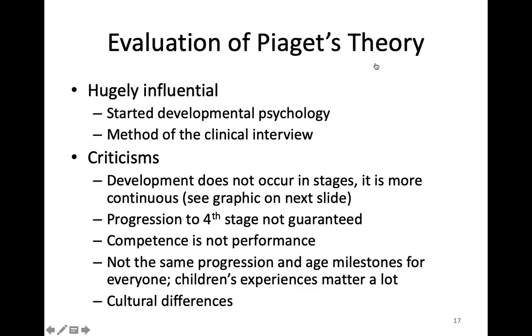So overall, here's the evaluation of Piaget's theory. First, it's been hugely influential. We can say that this was really the start of developmental psychology. He was one of the first to systematically study children, and so he's credited with being a prominent figure in really starting this field. His theory is taught in nearly every Psych 101 class. These original ideas have inspired generations of other psychologists to study children.